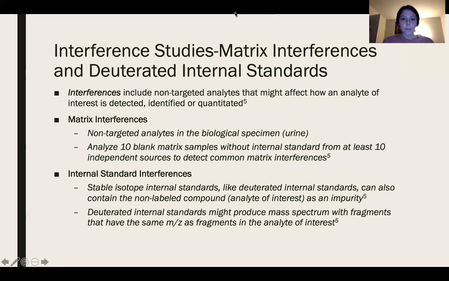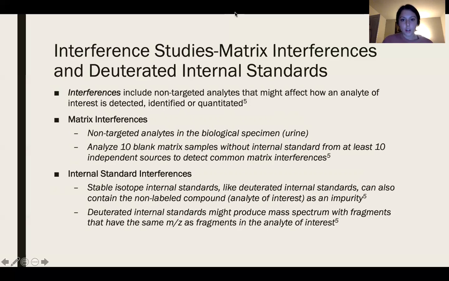So one of my parameters is the interference studies of matrix interferences. An overall definition of interferences from the SWGTOX document is non-targeted analytes that might affect how an analyte of interest is detected, identified, and quantitated. So matrix interferences are just like those non-targeted analytes, things that we don't want to see in the biological specimen, and in this case that is urine.